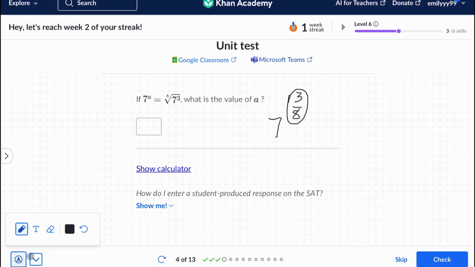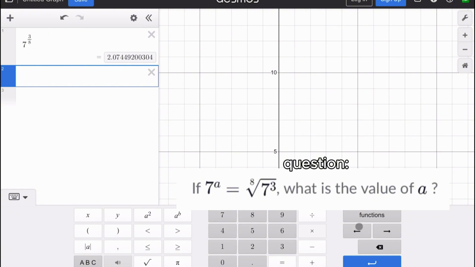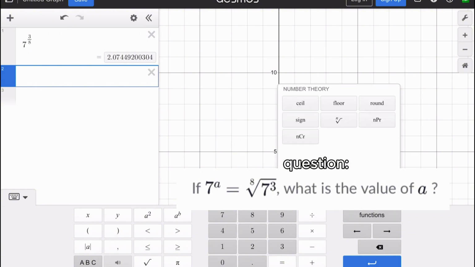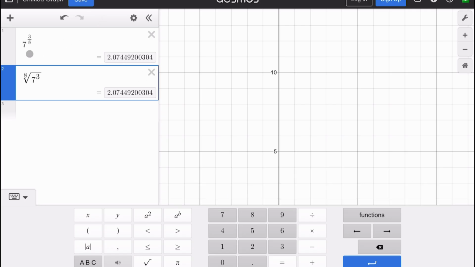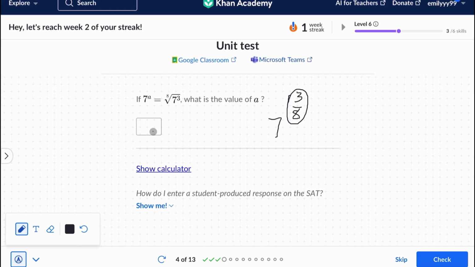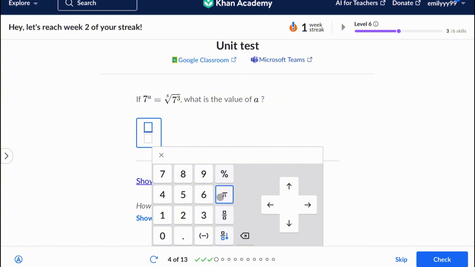And we can check in the calculator to see if those two would be equivalent. So 7 to the power of 3 over 8 is equal to this number. And we can put the 8th root of 7 to the power of 3. Yep, and that gives us the same number. So it would be 7 to the power of 3 over 8. So a is equal to 3 over 8.